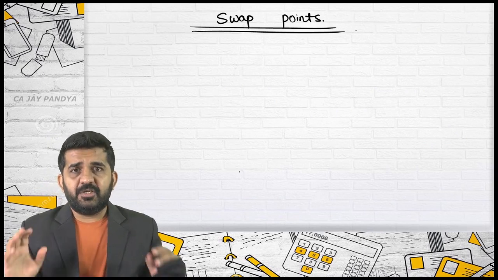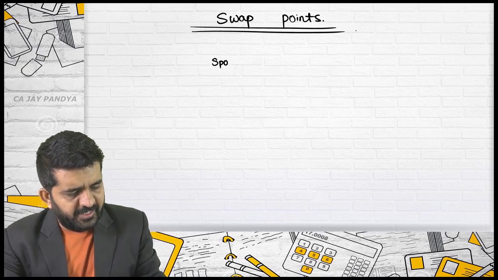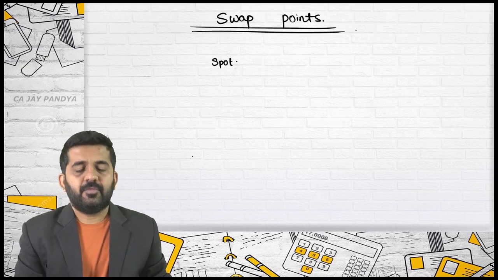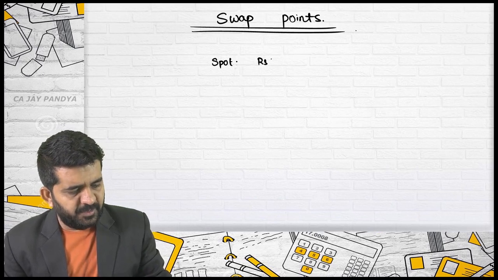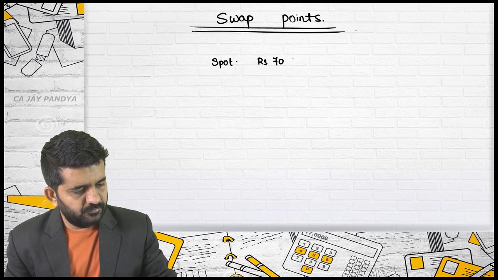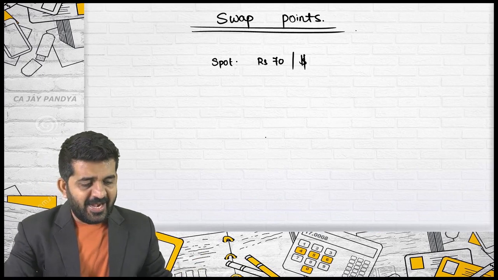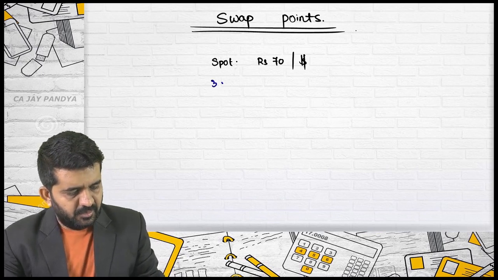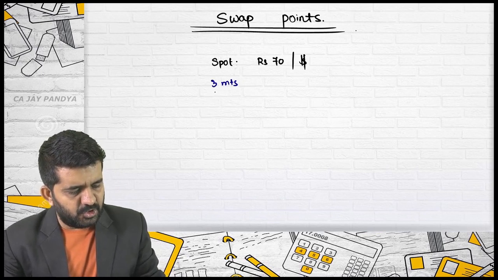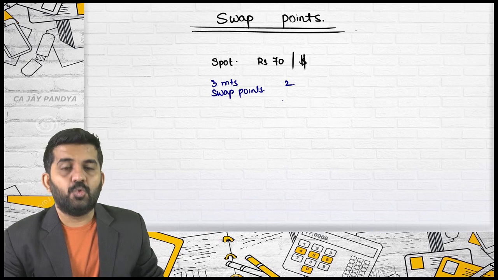Try to concentrate. Sometimes in a question this will be given. Spot rate is rupees 70 per dollar. And it will be given 3 months swap points. Swap points is 2.